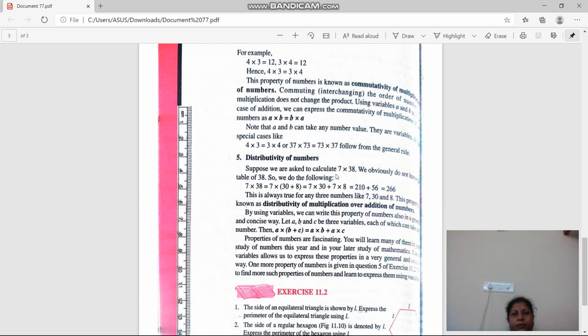Okay, let's see the next property, that is the distributive property of numbers. Suppose we are asked to calculate 7 multiplied by 38.